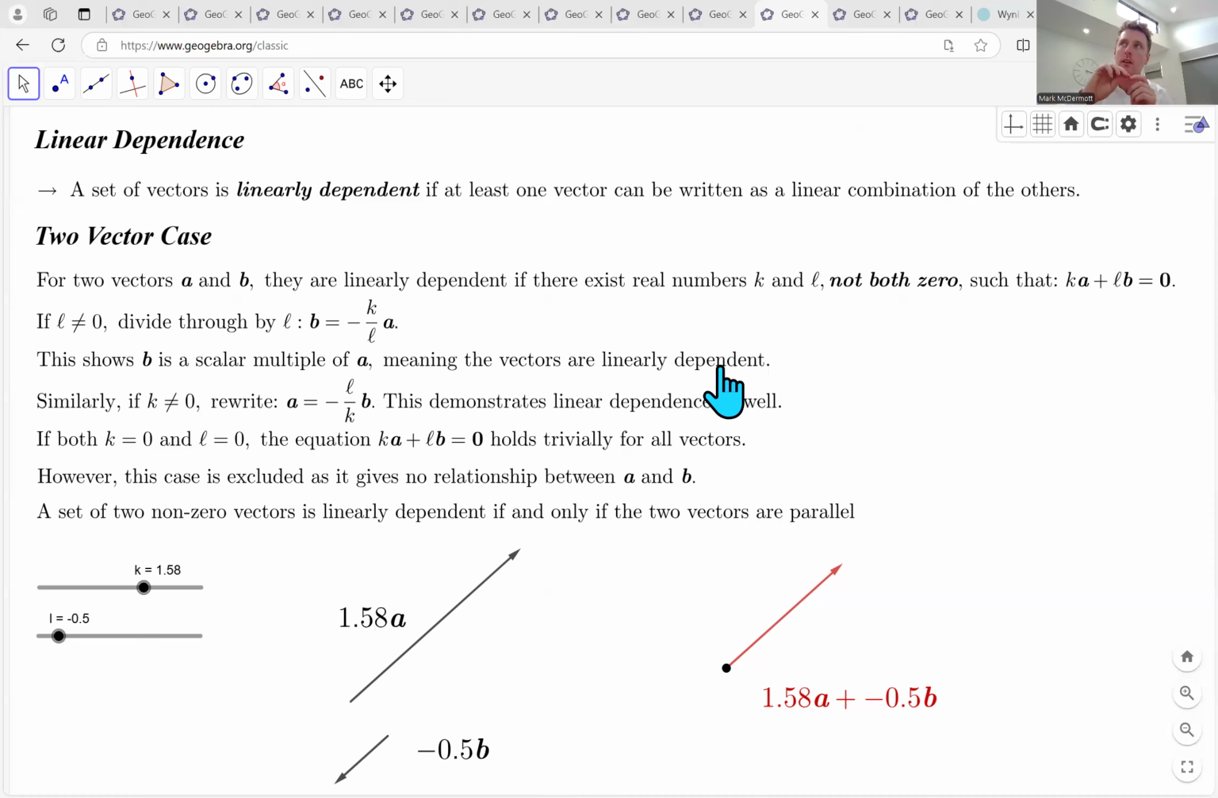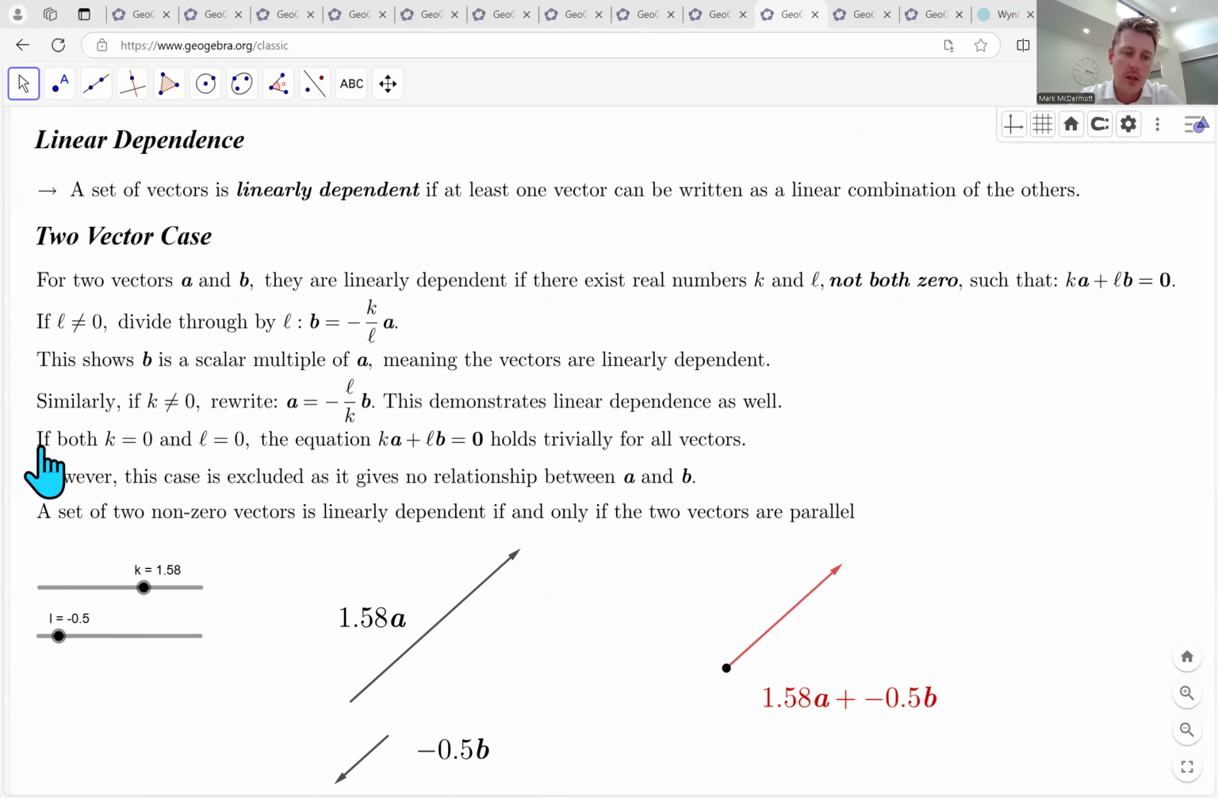Because we said before, if you can express one vector as a scalar multiple of the other, then they must be parallel to one another. And the same logic applies if you rearrange for A. If K is not equal to 0, then vector A equals negative L on K multiplied by vector B, and this demonstrates linear dependence as well for the same reason.